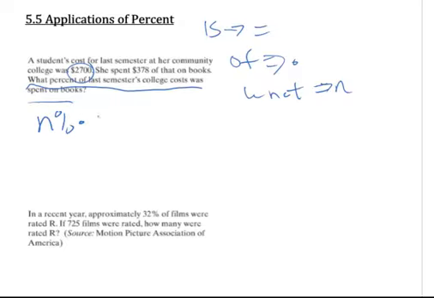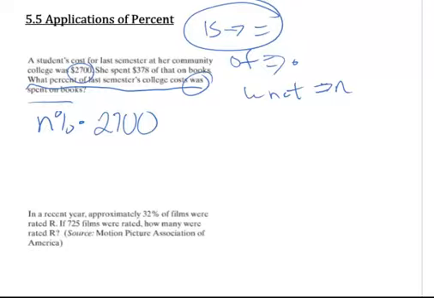Well, last semester she spent $2,700. Was is just the past tense of is, which means equals. Spent on books. She spent $378 of that on books.